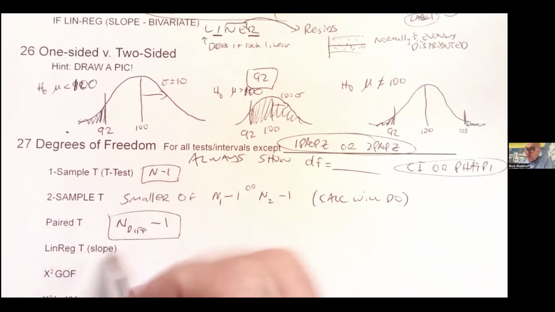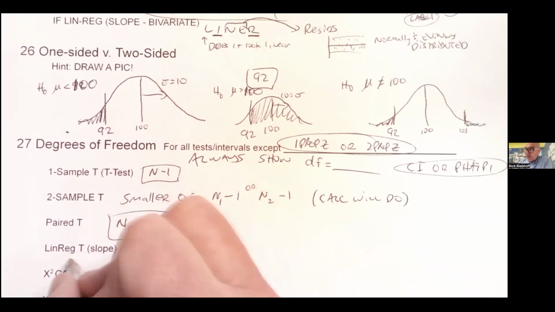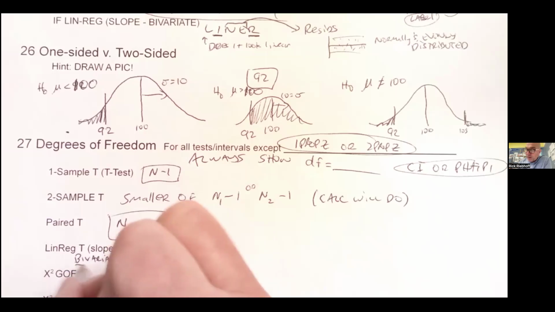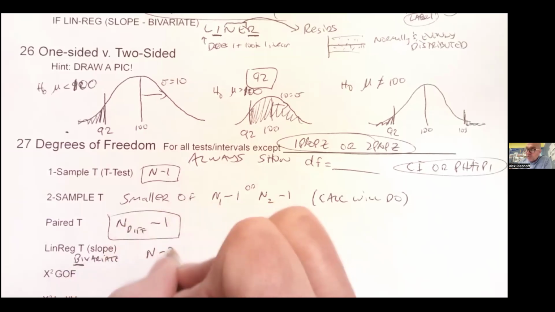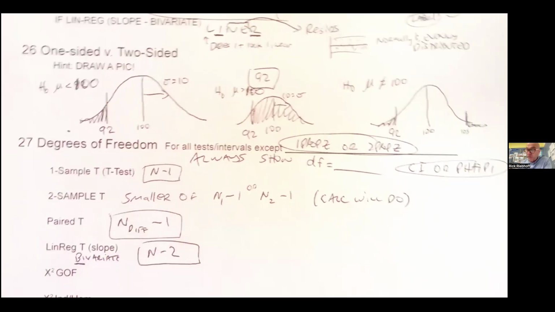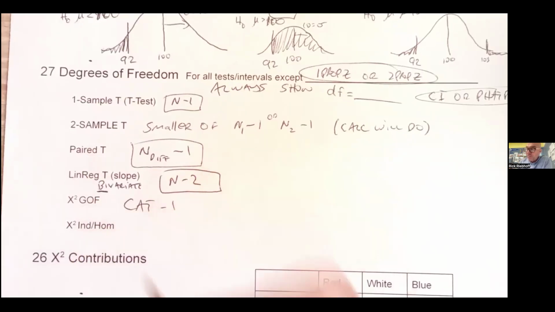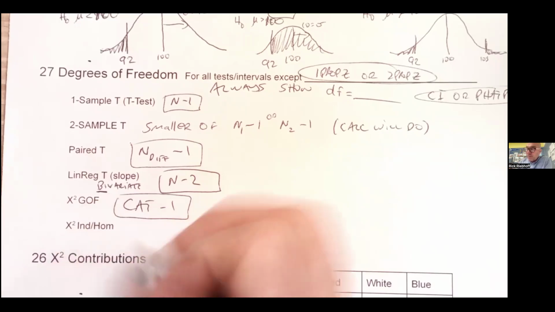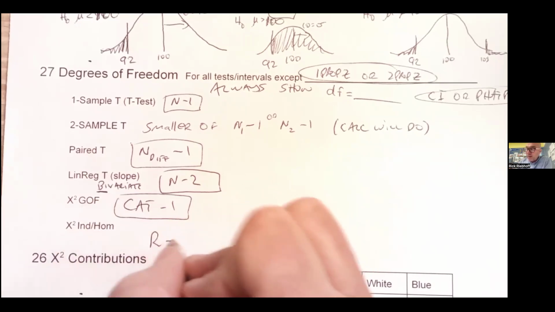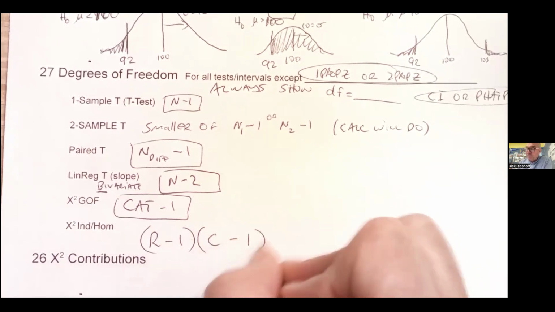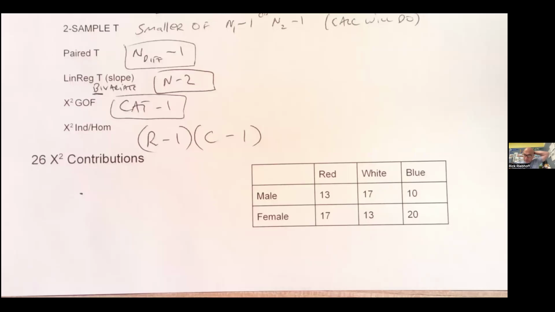Okay. Linear regression, slope, it's bivariate data. Bivariate means 2. So it's going to be n minus 2. Chi-square goodness of fit, categories minus 1. Chi-square independence or homogeneity is rows minus 1 times columns minus 1. Okay. Last thing, chi-square contributions.